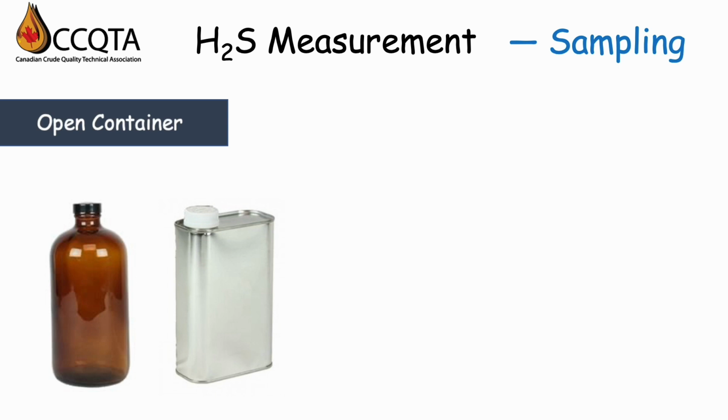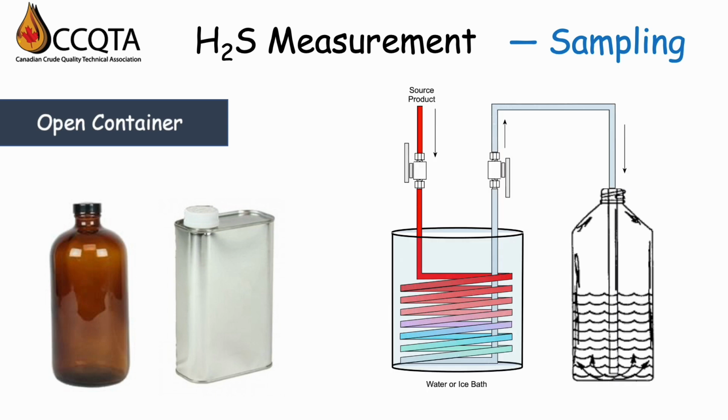To minimize this, the sample should be cooled prior to entering the sample bottle or can. While this works well for light hydrocarbons such as pentane or hexane, gaseous components that have very high vapor pressures are less impacted, and some or all may still be lost during sampling. Also, note that the sample is introduced to the bottom of the bottle to minimize agitation that also may result in H2S loss from the sample.